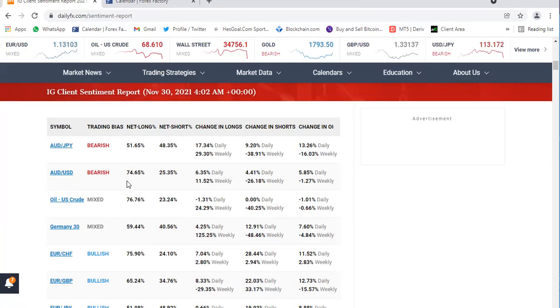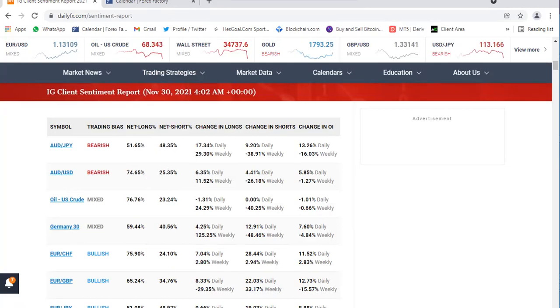If you check currently AUD/USD, you can see 74% are buying and 25% are selling. These are the retail traders, not the big financial institutions. If those who don't know about the market are buying, that tells you the financial institutions are the ones, the minority, who are always winners in the market.